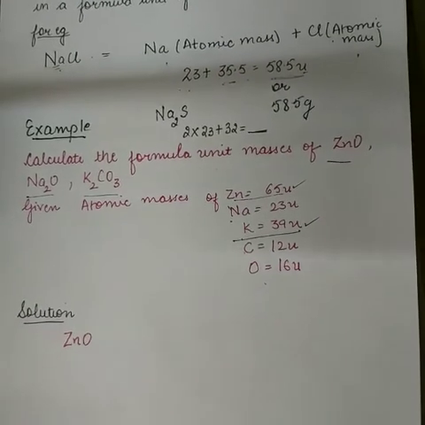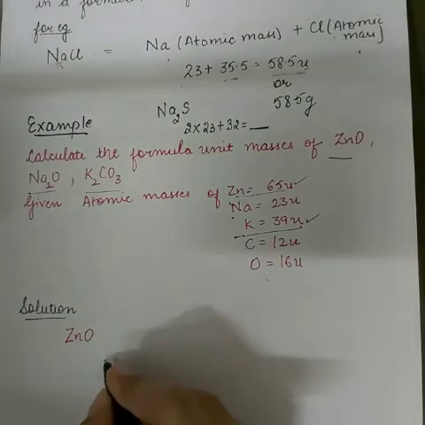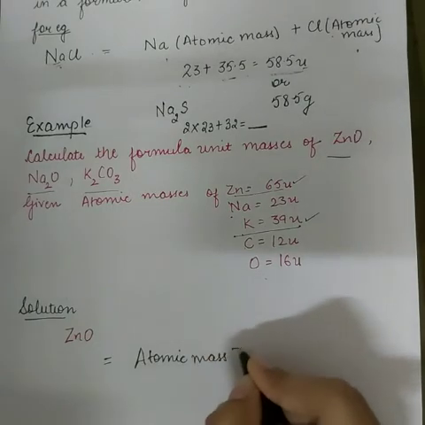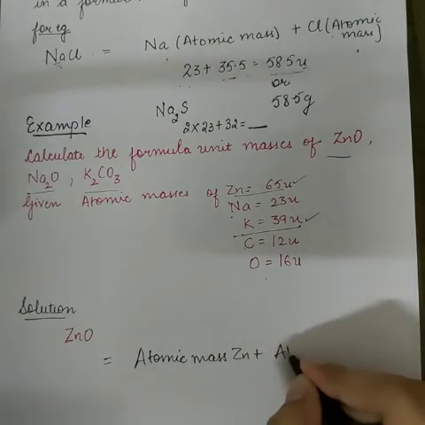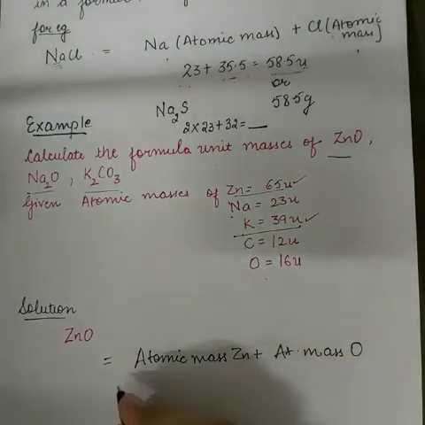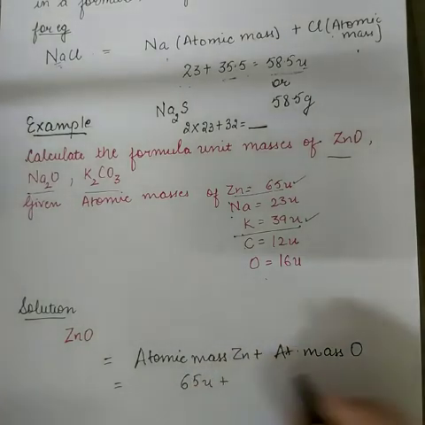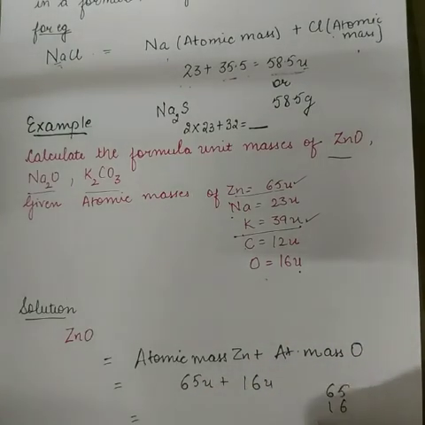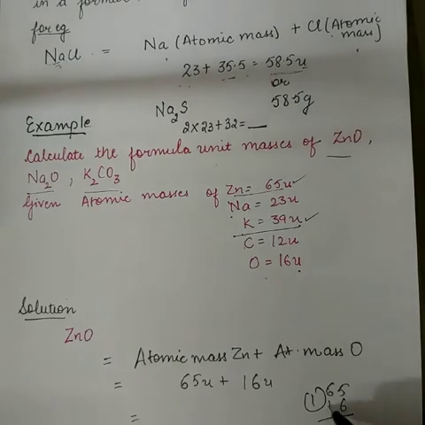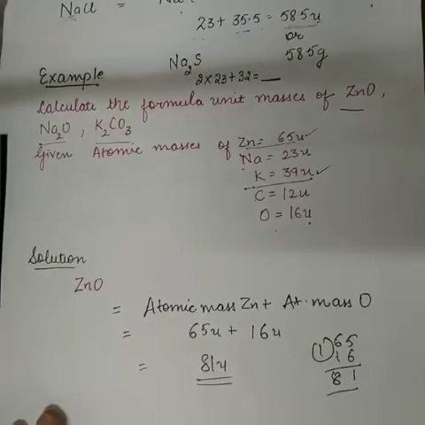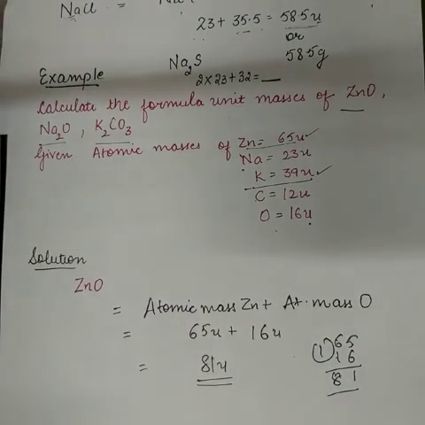Zinc oxide contains zinc plus oxygen, so it will be the atomic mass of zinc plus the atomic mass of oxygen. The zinc atomic mass is 65 U and the oxygen atomic mass is 16 U. Now 65 plus 16 add up, you will get 81 U. So the formula unit mass of zinc oxide is 81 U. Now the rest of the 2 examples I will tell you in another video.